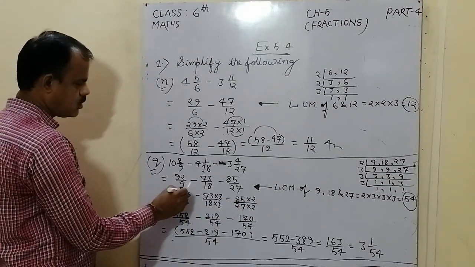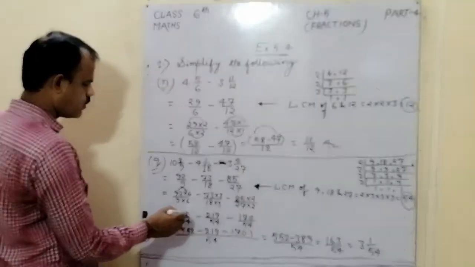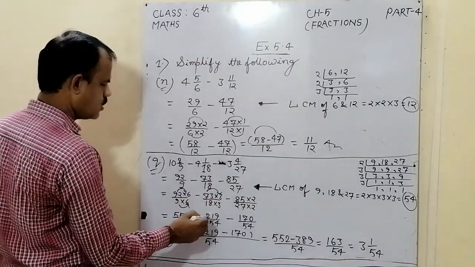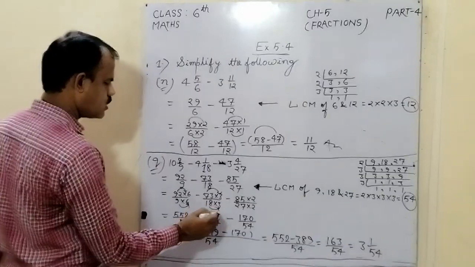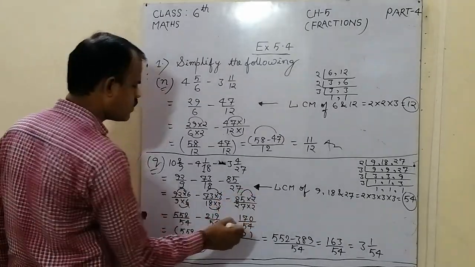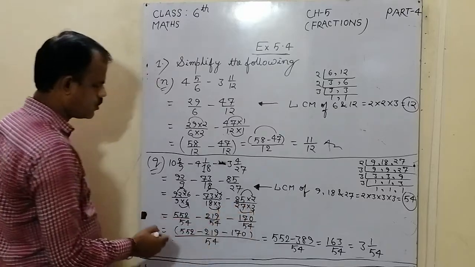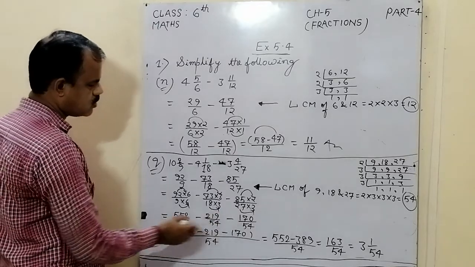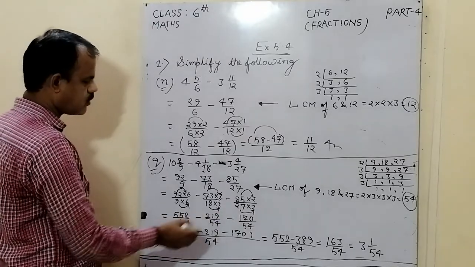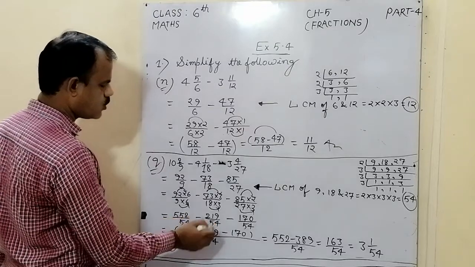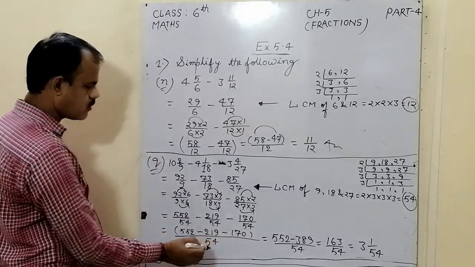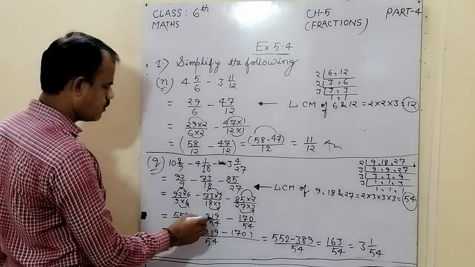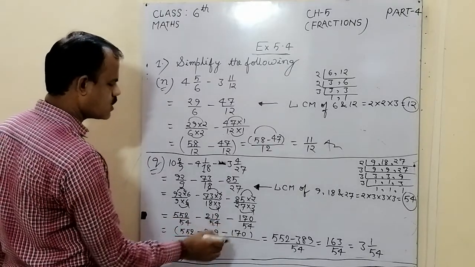So see here, 92 sixes are 552, 9 sixes are 54. 73 threes are 219, 18 threes are 54. 85 twos are 170, 27 twos are 54. Now you see the denominators are the same, so all three fractions are like fractions. Now take the LCM 54 and write the numerator part, that is 552 minus 219 minus 170.